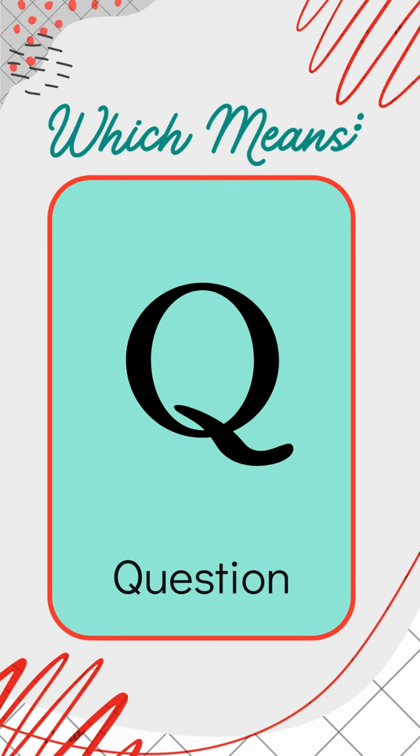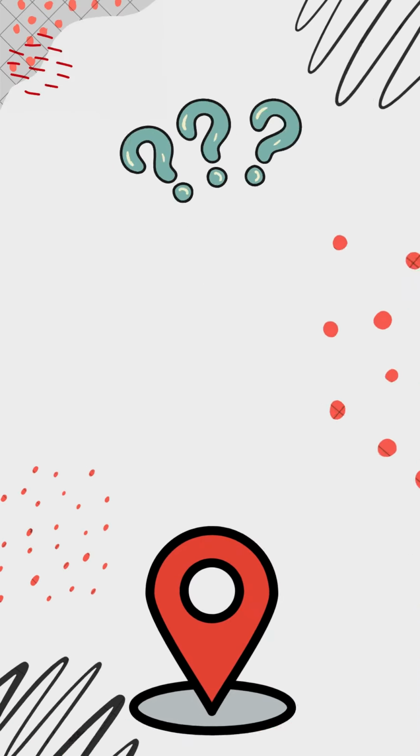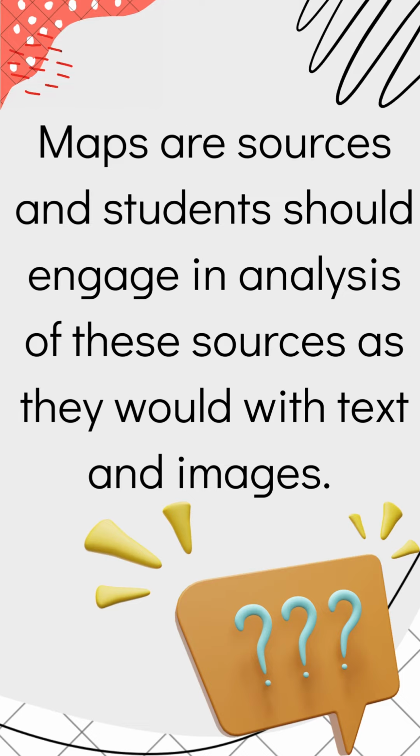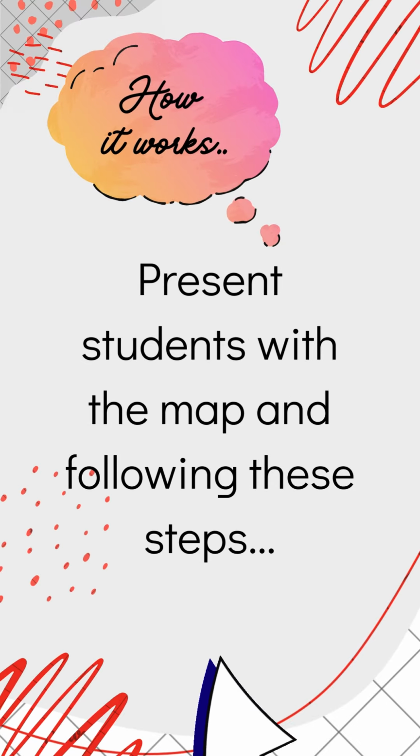A question that may be on all of your minds is, okay, so we understand what this has to do with sources. What does it have to do with maps? Well, just as a general reminder, maps are sources, and students should engage in analysis of these sources just as they would with texts and images. Apart from enhancing their map and globe skills, these maps give us some really critical information about time, place, history, changes over time, continuity and change, all of that good stuff. So let's get into a little bit more of how it would work.